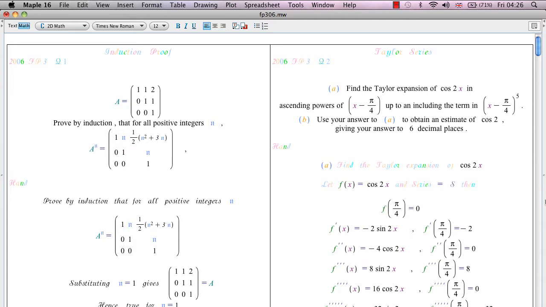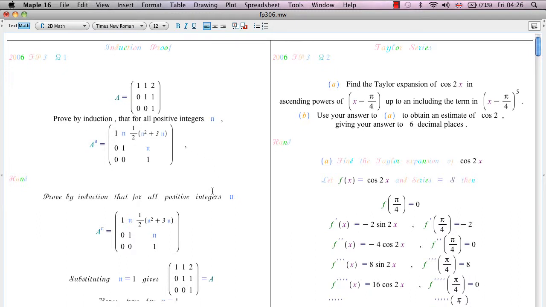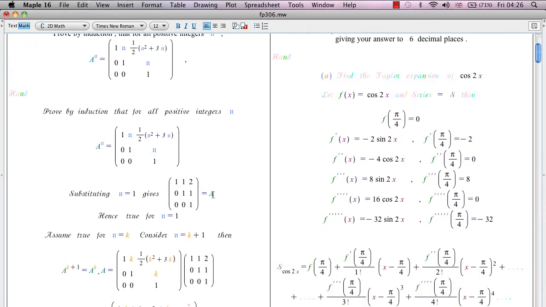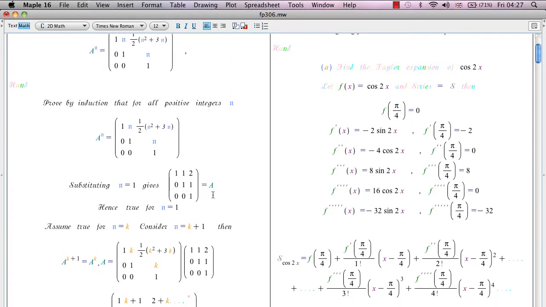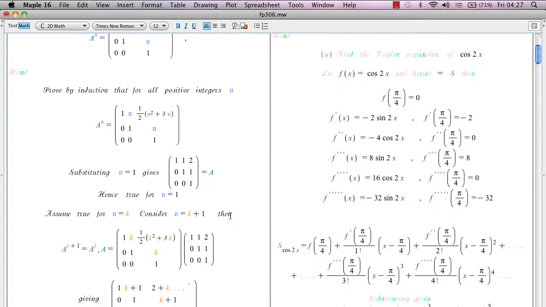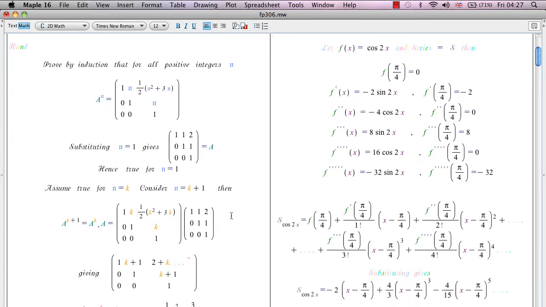Hi YouTube, this is Further Pure 3 2006, question 1, induction, a to the power n as this matrix for all positive integers. So substituting n equals 1 is true, assuming true for n equals k, considering n equals k plus 1, a to the power k plus 1 will be a to the power k times a.